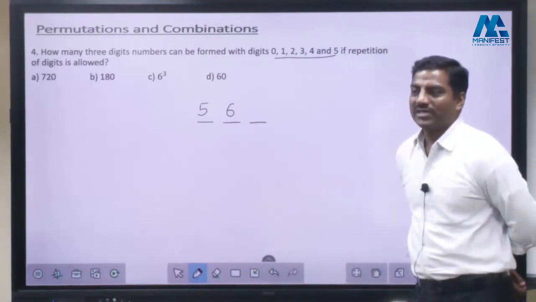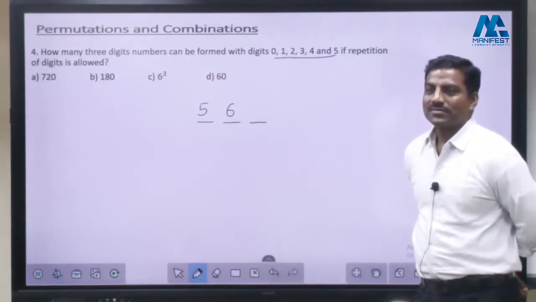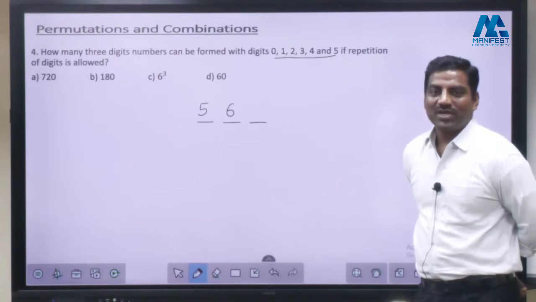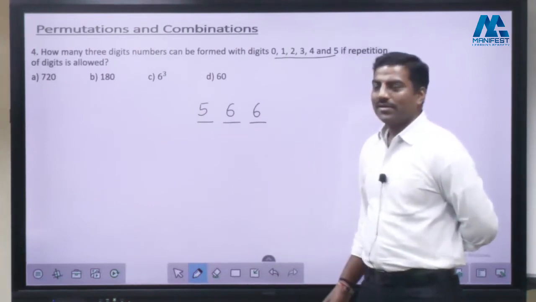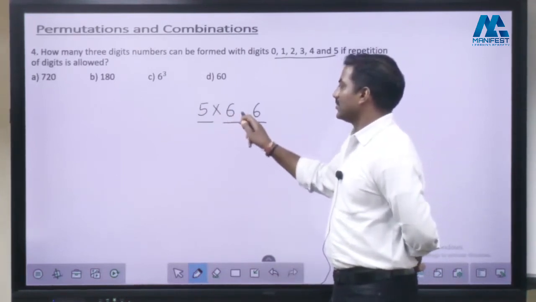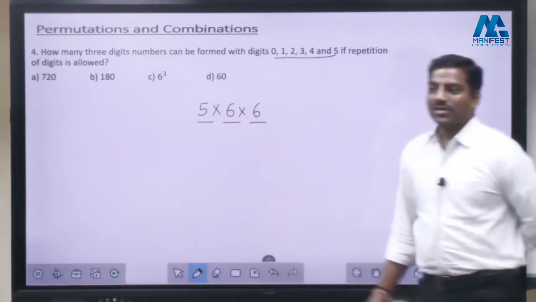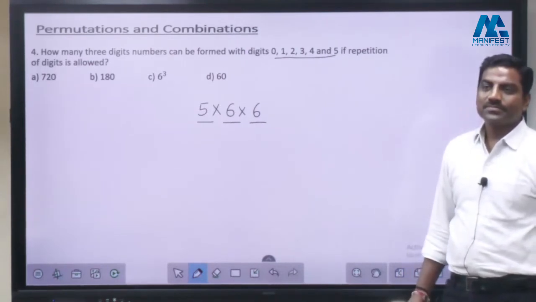Last place, how many ways? Any of these 6 can be filled. Yes, done. Over. So now we'll add or multiply. How much is it? 180.